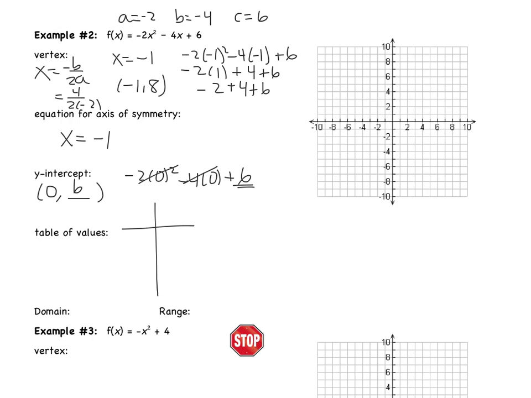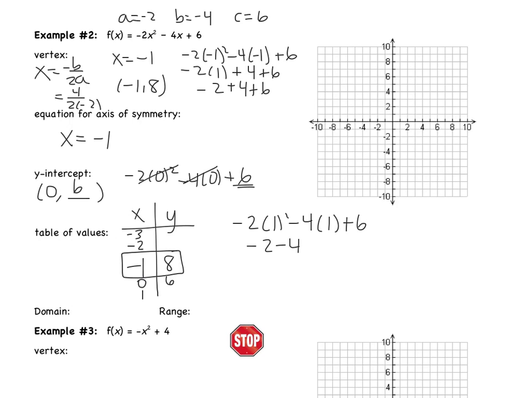Lastly is my table of values. The middle of your table is always your vertex, so negative 1, 8, and I'm going to put a box around it. Go down 2, so negative 2 and negative 3, and up 2, so 0 and 1. Now I already know that my y-intercept is 0, 6, so now I just have 3 values to substitute in. I'm going to start with 1. So I have negative 2 times 1 squared minus 4 times 1 plus 6. So this is negative 2 minus 4 plus 6, which is negative 6 plus 6, which is 0. So 1, 0 is a point.